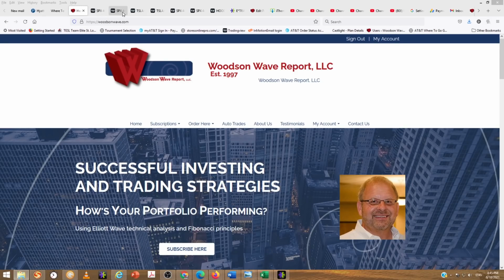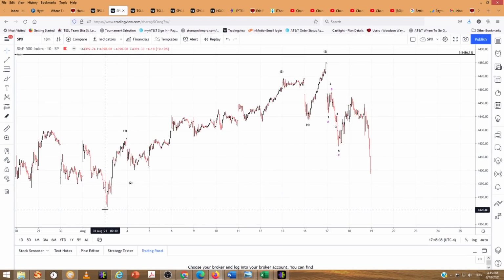But without further ado, we've been looking at the 5-wave rise from the August 3rd low. You can see you have a 1 down here, a 2 up there, a 3 down, 3 up, a 4 down. Our ideal target for 5 was 48.86. It hit at 48.80, I believe it was. And then the market started moving down.